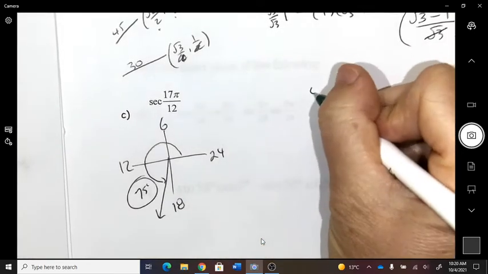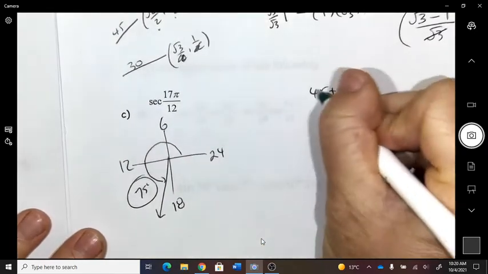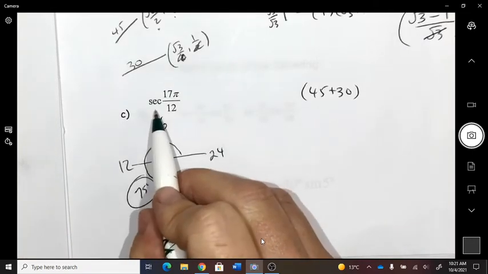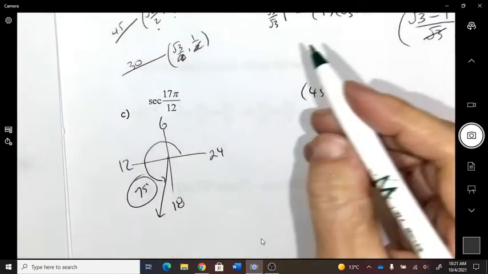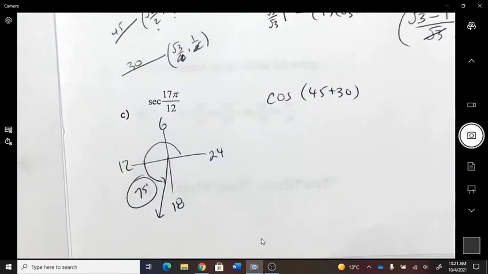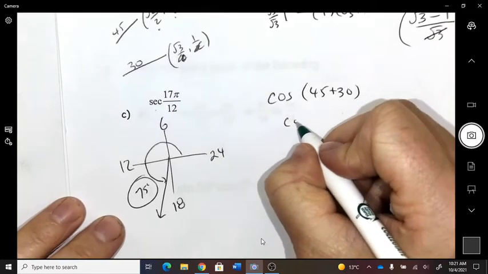Okay, so I'm going to do the 45 plus 30. What should I do? I can't do secant. I can't do secant. What should I do instead? Cos. You already can anticipate what I'm going to do at the end. I'm going to flip it at the end, right? Okay. This is my favorite formula. It's cos.